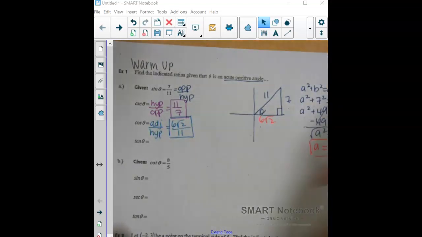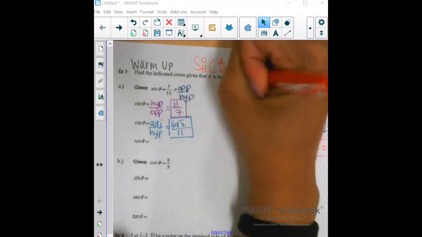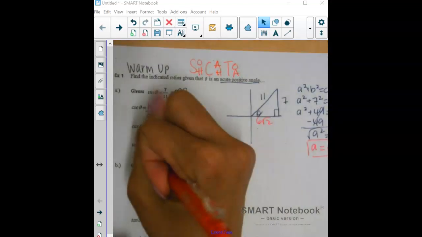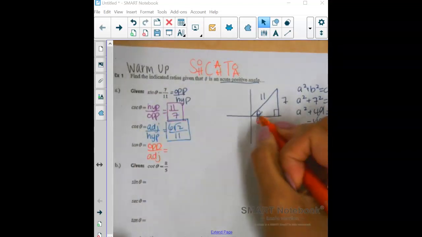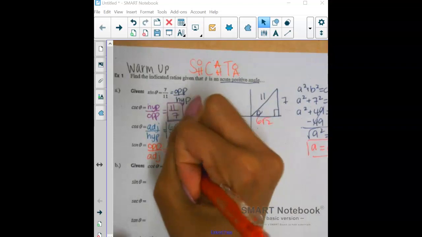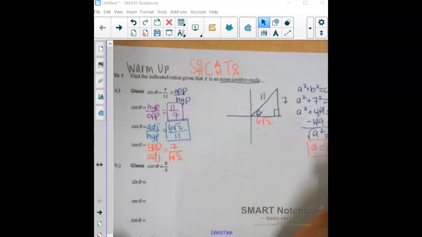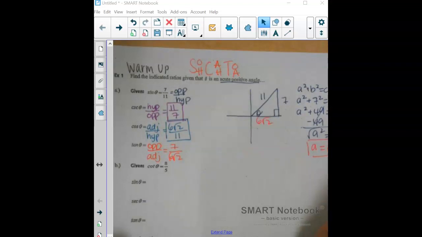Last one is tangent, which in SOHCAHTOA is going to be opposite over the adjacent. So opposite over the adjacent, that's 7 over 6 square root of 2. Do I need to rationalize this? Valeria, how do I rationalize 6 square root of 2 in the denominator with a 7 in the numerator? What do I do?